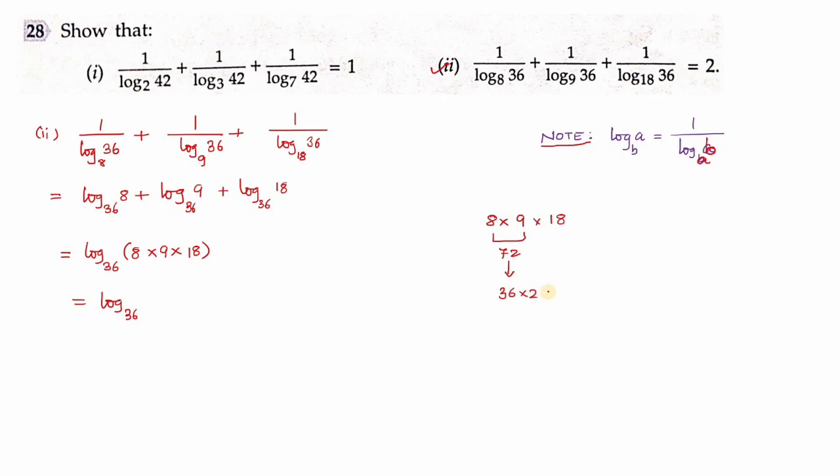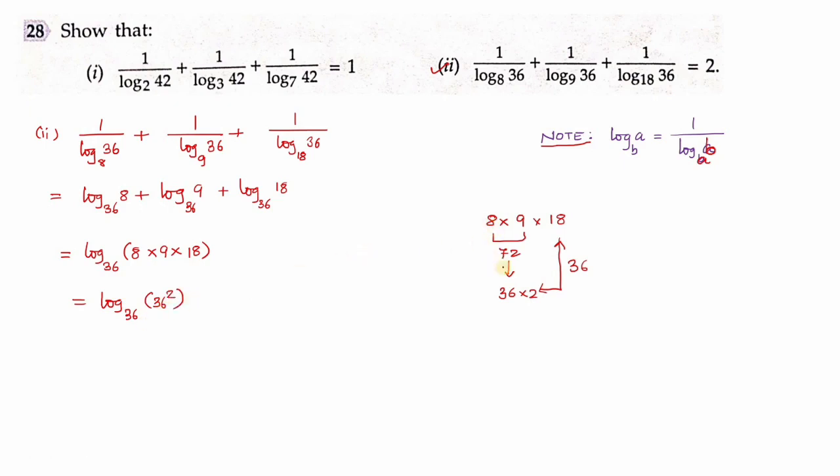Now you might be wondering, why am I writing 36? Because we have 36 in the base as well. So now we have 2 and 18. So when you multiply 2 and 18, then also you get 36. So basically 8 into 9 into 18 is nothing but 36 into 36, which is 36 square. So I'll write this as 36 square.